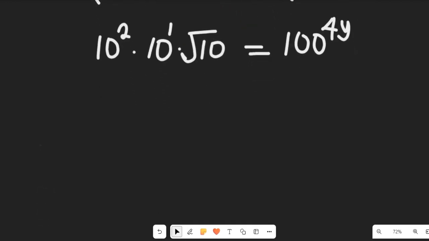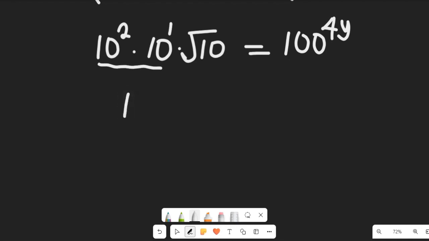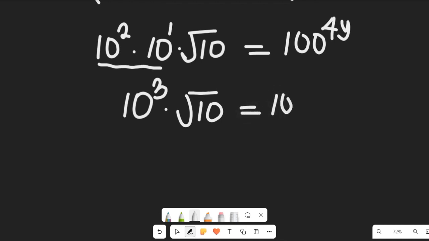Great. Now let's reduce this. According to the law of indices, this will become 10 to the power of 3, multiplied by the square root of 10, and that will give us 100 to the power of 4y. Now, what do we do?